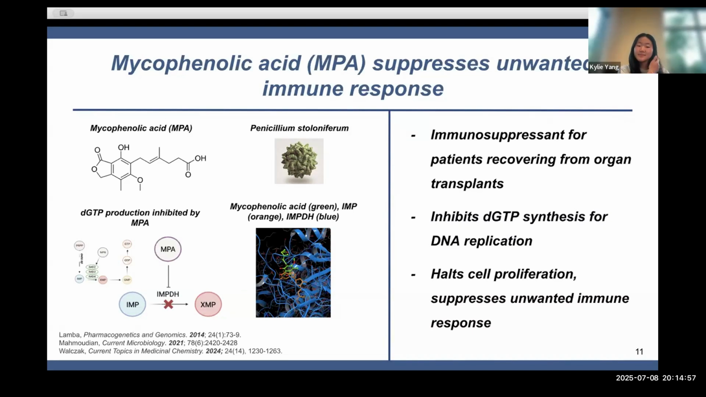So MPA activity is specific for lymphocytes, which depend on DNA replication for proliferation during the immune response. They do not have a salvage pathway for dGDP synthesis, unlike other cell types. Therefore, MPA is 5 times more potent towards type 2 IMPDH, the isoform most common in lymphocytes. And MPA effectively halts the cell cycle of lymphocytes at the G1/S checkpoint, and the unwanted immune response is attenuated too.